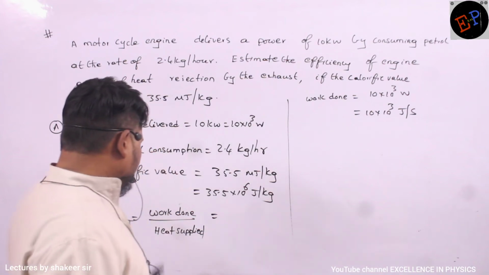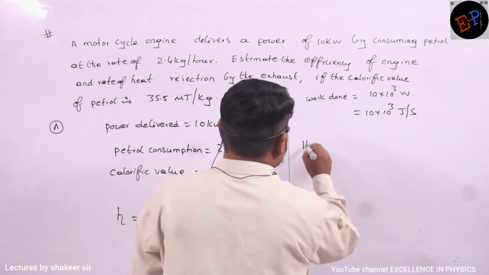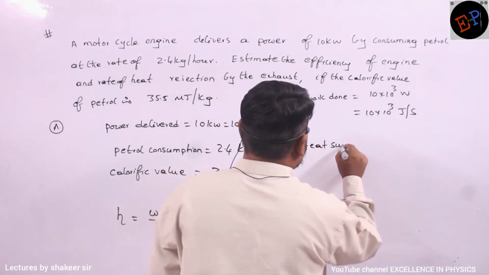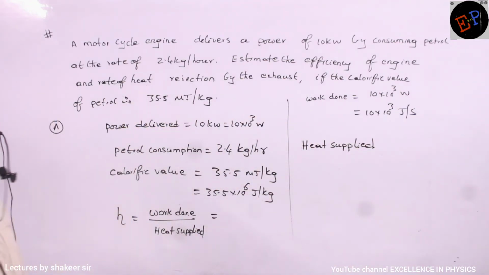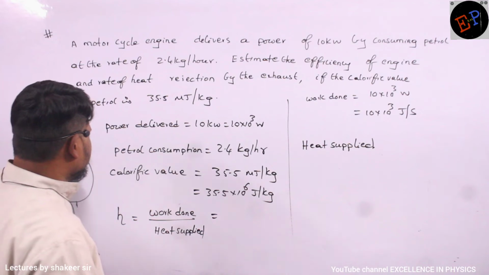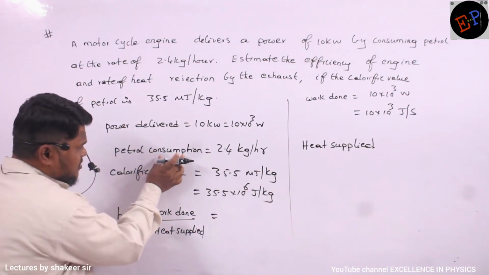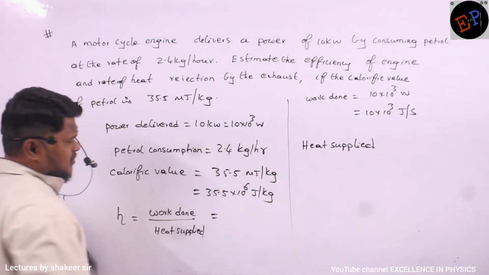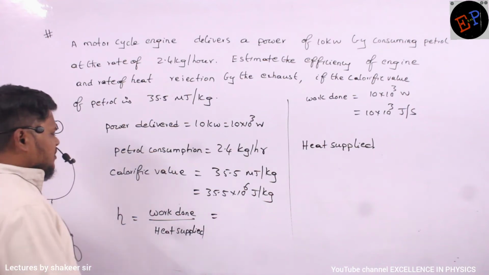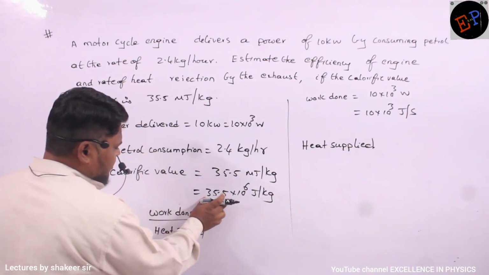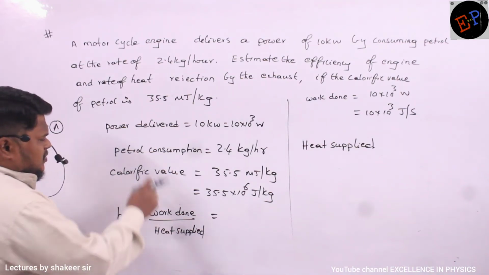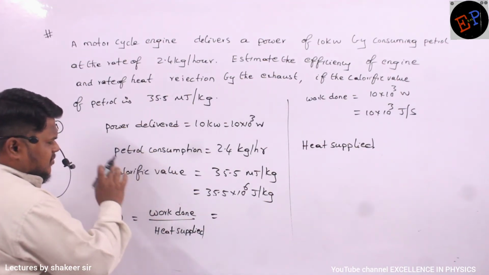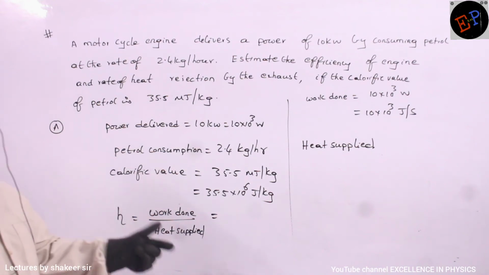Okay, then how can I calculate heat supplied? Heat supplied, how can I calculate? Okay, now we have to check for the units which are given. Are you able to understand, ma? Now see here, petrol consumption is 2.4 kg per hour. Okay, and calorific value is how much? Calorific value is 35.5 into 10 power 6 joules per kg.